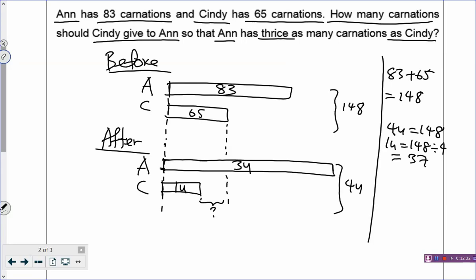And once you have solved the problem, can you find the question mark? Yes, I can. 1 unit is 37. Add it on to your model, which makes the model clearer. And now you can see that Cindy at first has 65.